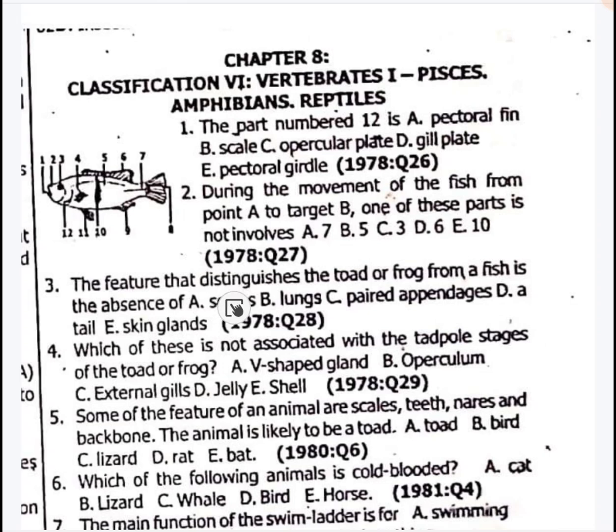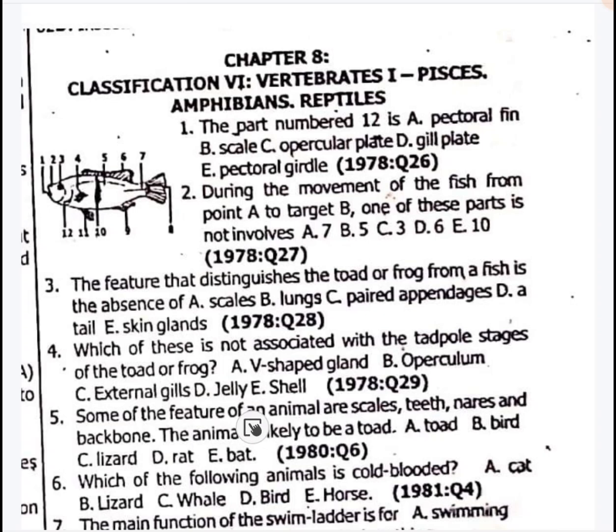Now, I'd like you to jot this point down. The toad has a waxy, dry skin, while the frog has a moist, smooth skin. You could jot that down. Next, number 4. Which of these is not associated with the tadpole stage of the toad or frog?